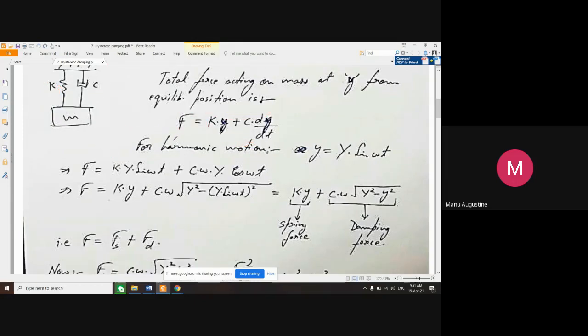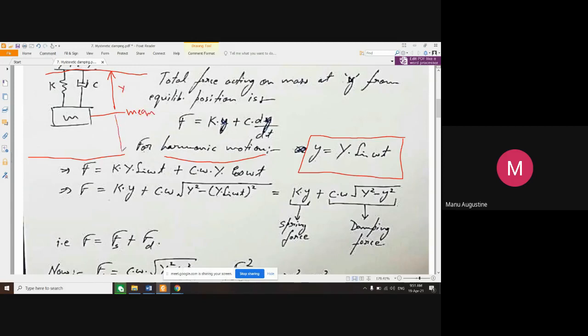Now we already know that for the sake of mathematical simplicity, we assume the motion to be harmonic. If harmonic motion is considered, then the displacement y can be written as this function, where omega is the angular velocity of oscillations and capital Y is the maximum distance to which the mass is traveling in both directions taken from the mean. This is the mean position. Above the mean position, it is going to a distance of Y, and below the mean position also, it is going to a maximum distance of Y only.